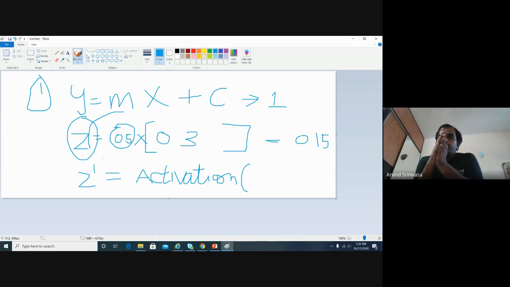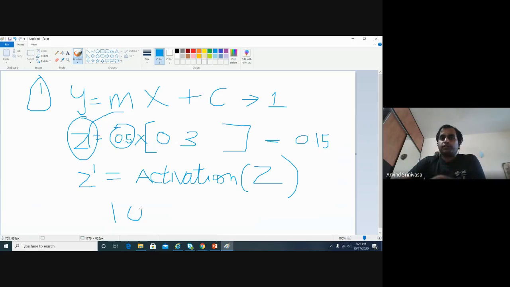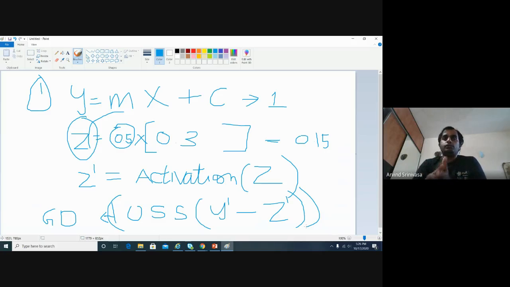Once we multiply this z with the activation function, we will get z dash. Then finally we use the loss function to find the difference between what we want and what the activation function gives. Solving this loss is called gradient descent. This is what we are trying to solve in the neural network. We are trying to reduce the loss such that the algorithm learns by itself.